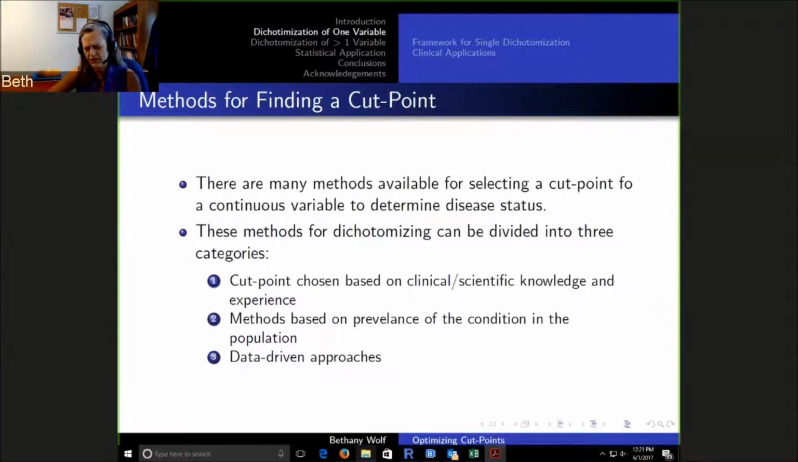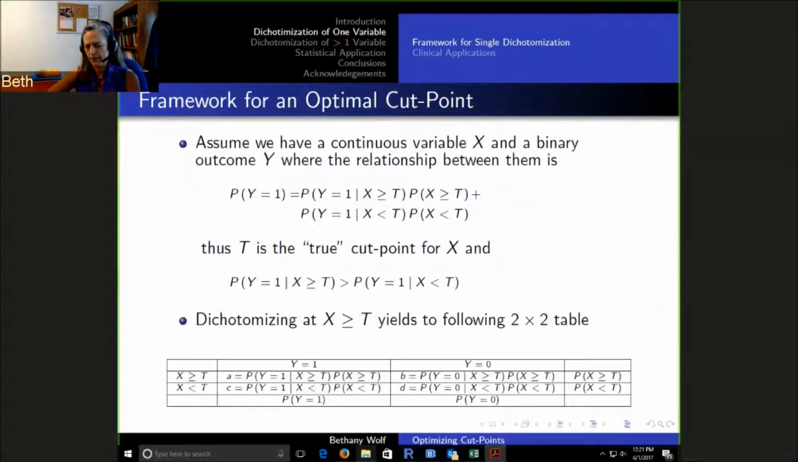And so we're really not all that focused on this idea of prevalence. The last set of approaches that we're going to focus on, and this is the bulk of this talk, is the data-driven approach, where you allow the data to help inform you as to where that best cut point is. And even amongst that set of approaches, there's a large number that one could consider. You'll see this on the next slide, or actually two slides.